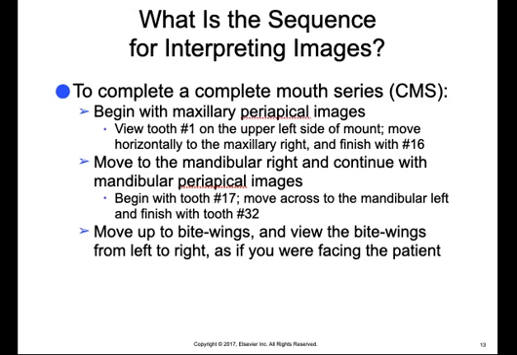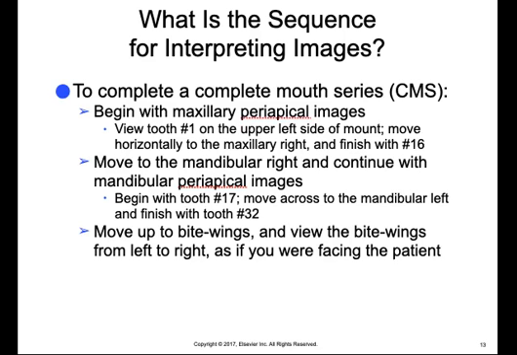Next, you'll move to the mandibular right and continue with the mandibular periapical images. Begin with tooth number 17, move across to the mandibular left, and finish with tooth number 32. So it's almost like going around in a circle. You'll start with the upper right, go over to the upper left, and then start again with the lower left and work your way over to the lower right.